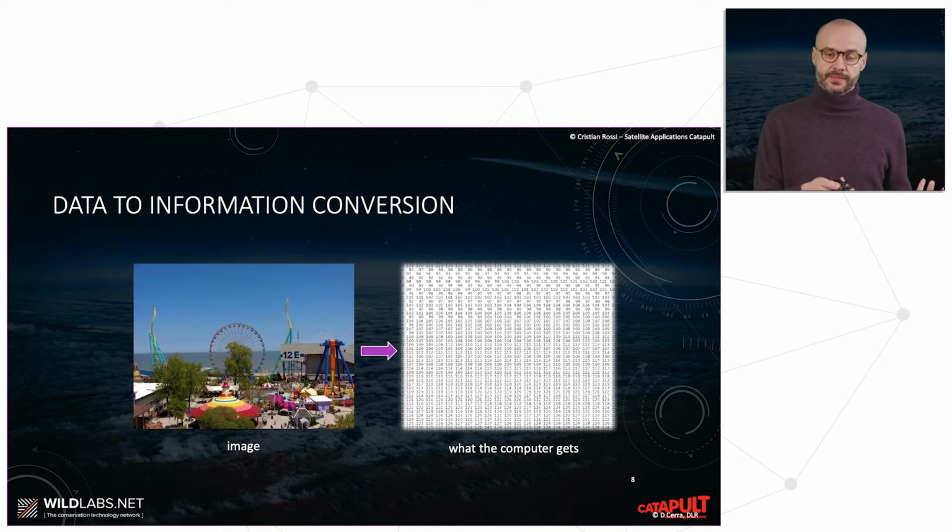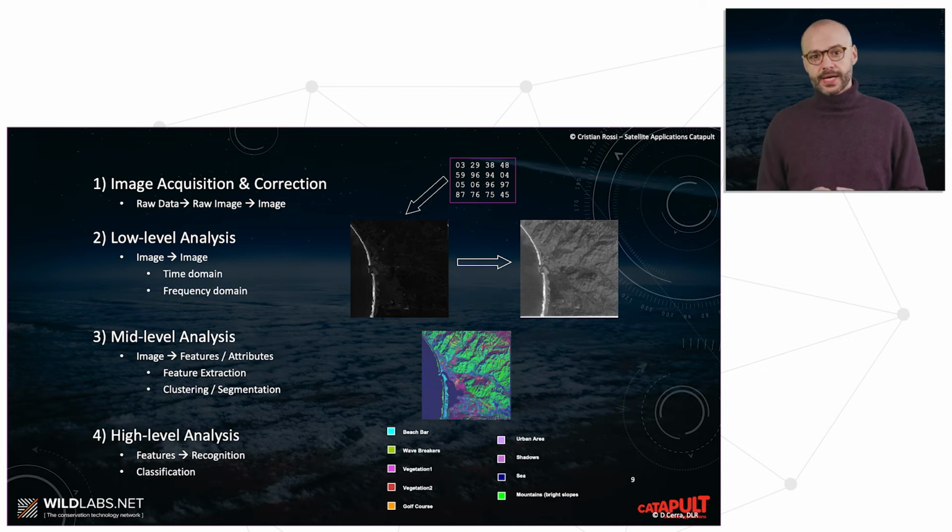Good, we got our data. So what do we need to do now? We need to convert this data into information. Information is the key part of remote sensing. At the end of the day, what we have is an image, but we work on computers, so on digital images. And what the computer gets are just a bunch of numbers. So what we need to do is to process these numbers to get information. How do we do that?